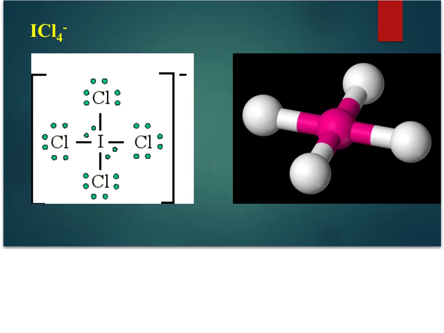ICl4 minus. Central atom, 1, 2, 3, 4 bonding groups, or 4 areas of bonds. 2 areas of lone pairs, so that's a total of 6 areas of electron density. So that's octahedral for our electronic structure. Now our molecular structure, we just have 4 groups in the same plane.